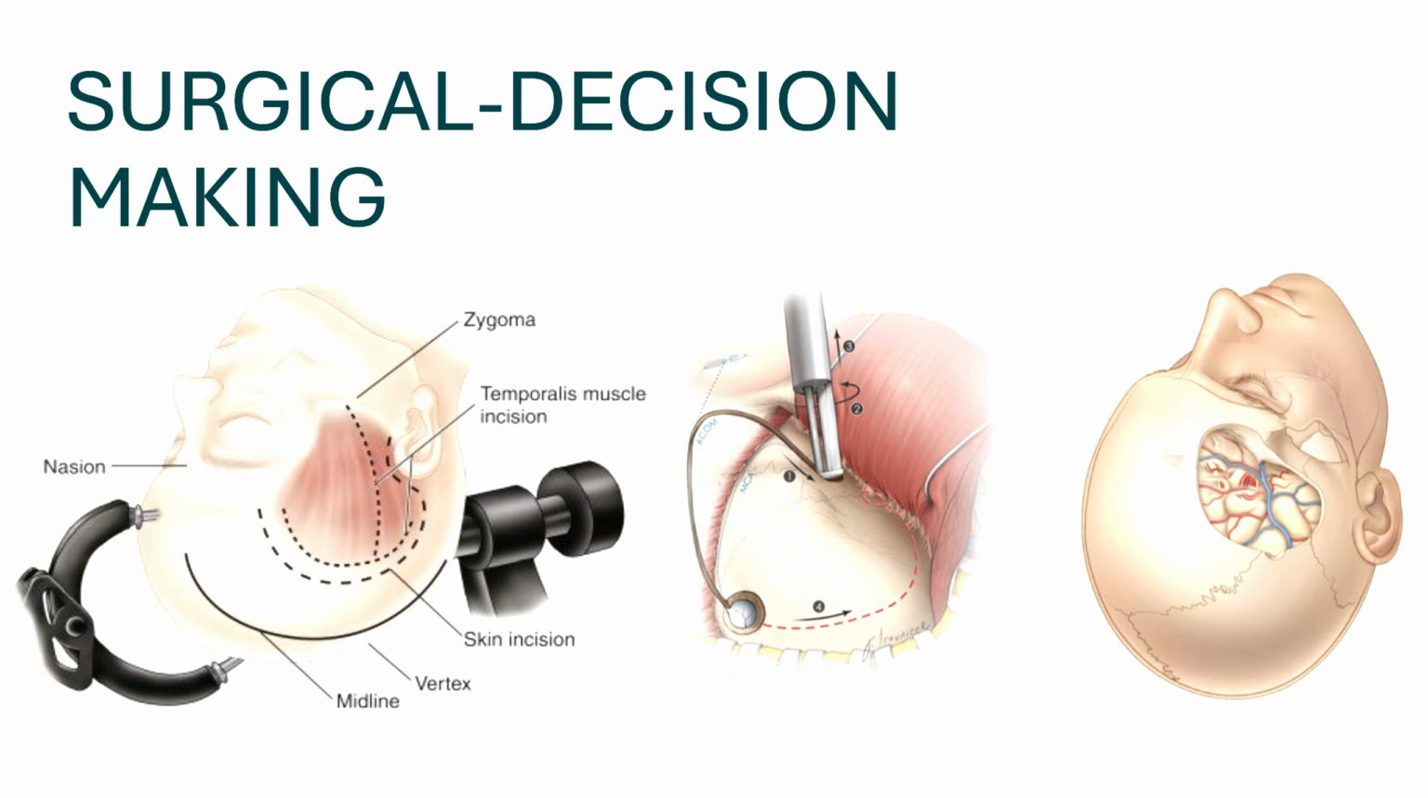This approach is consistent with current evidence demonstrating that in glioblastoma, greater extent of resection is associated with improved progression-free and overall survival when it can be achieved safely. In this case, an open temporal craniotomy provided optimal exposure for tumor debulking while minimizing risk to eloquent cortex.